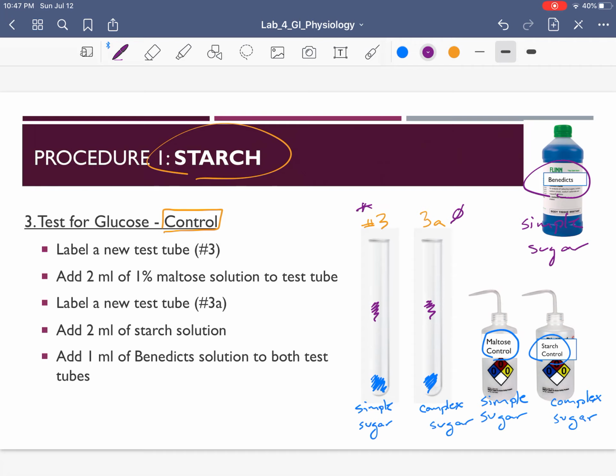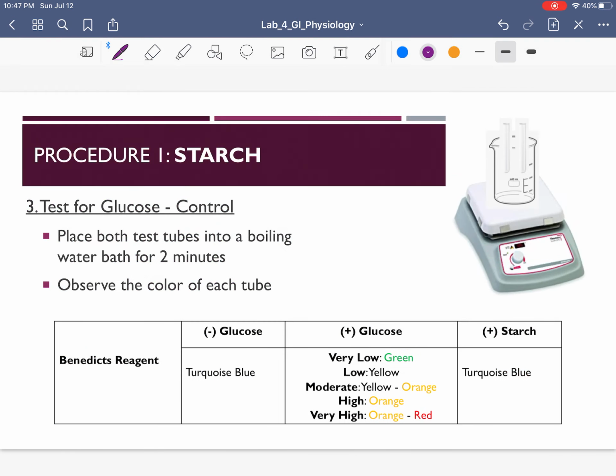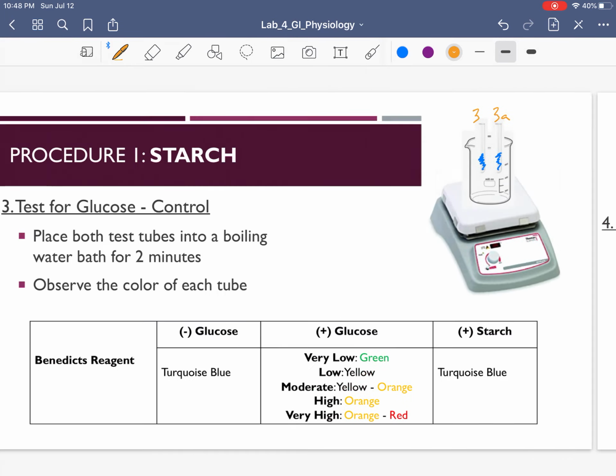Let's see what happens. Benedict's, as we saw in lab number 2, requires a boiling water bath. So we're going to take both of these test tubes, test tube 3 and test tube 3A, and place them both into a boiling water bath for 2 minutes. We're going to take them out, and then we're going to observe the color. I'm going to peek ahead to the next one. Okay.